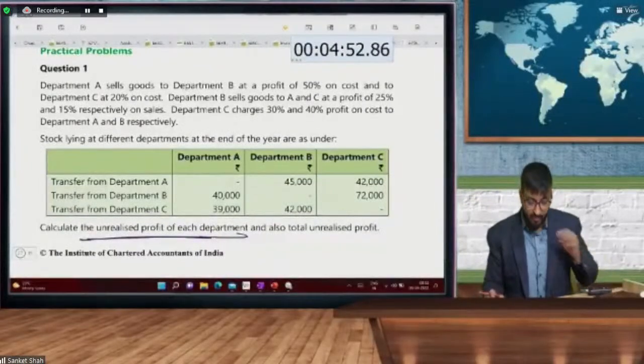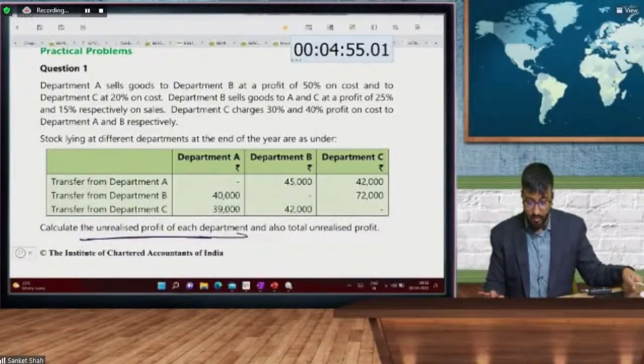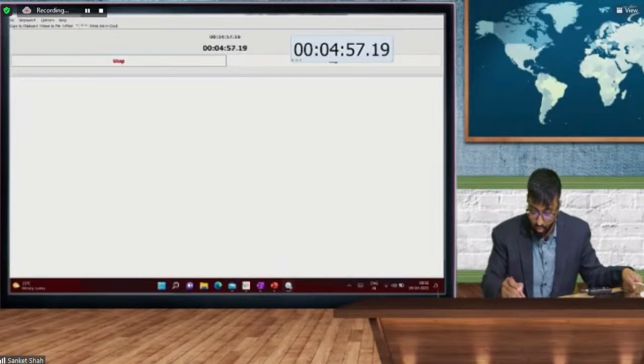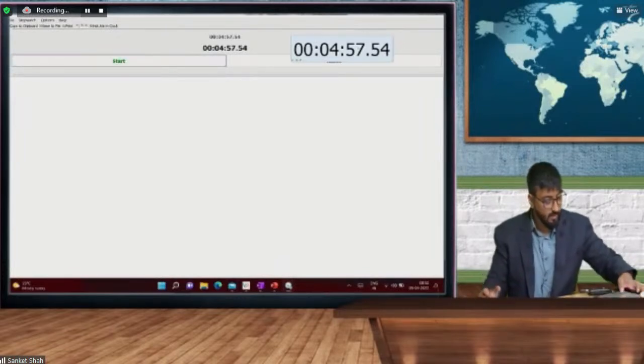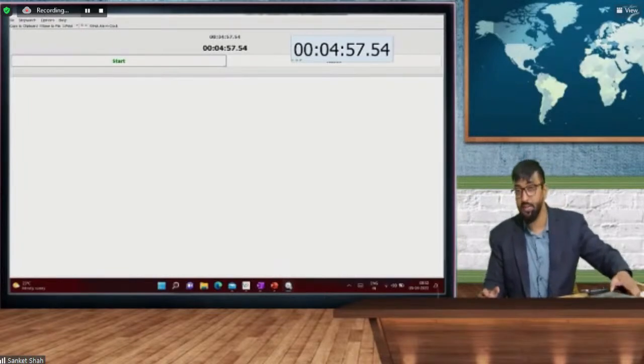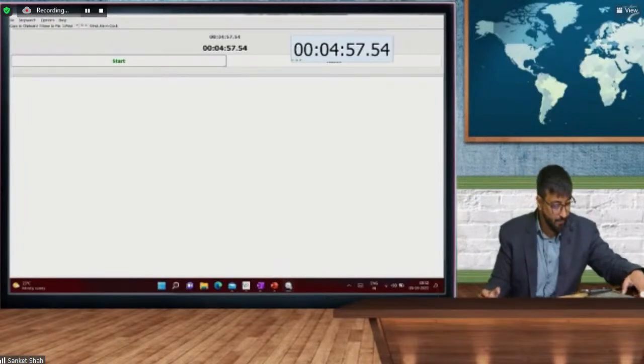Many students have completed. So beta, how much time am I taking to solve this question? Let's see. Himanshu Gupta, no beta, higher purchase will be taken by another faculty. Chalo.